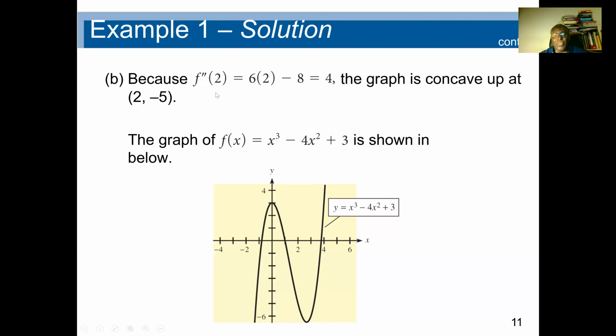Now B, we have the interval of 2 and -5. So we decided to use the 2, and we have 4. So 4 is greater than 0. So we say the graph is concave up at 2 to -5. And we can see from the graph here. Previously we have, I think it's 1 to 0 here. So let's look. We can see that from 1 to 0 is concave down, because the tangent line will be here. Now from 2 to 5 is concave up. This is it.